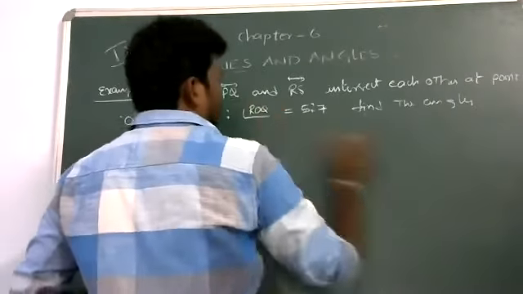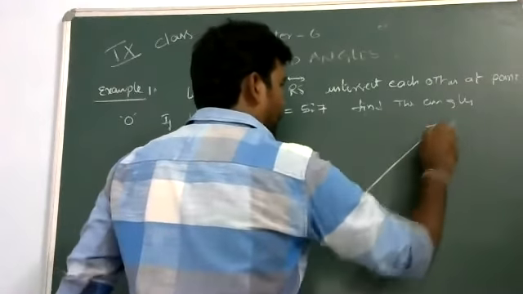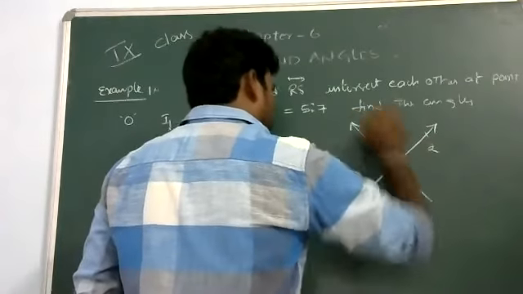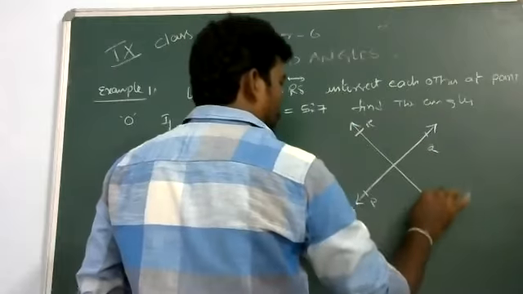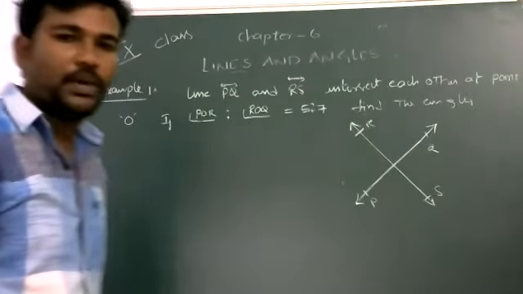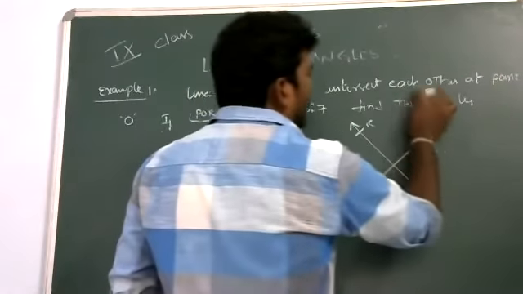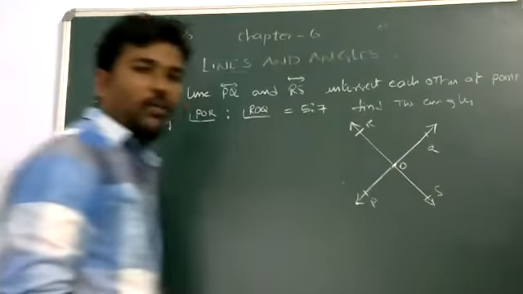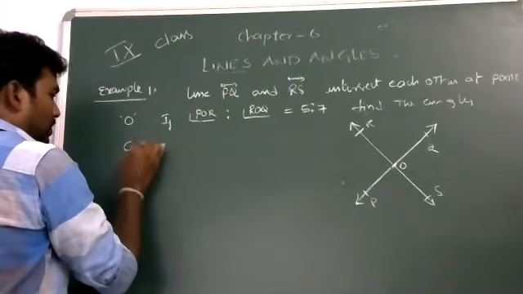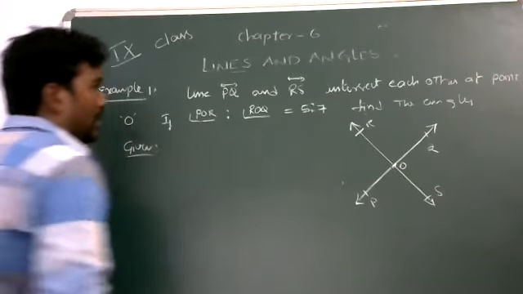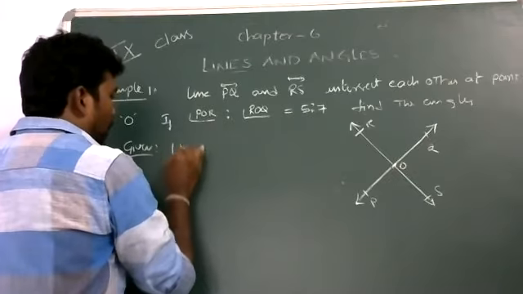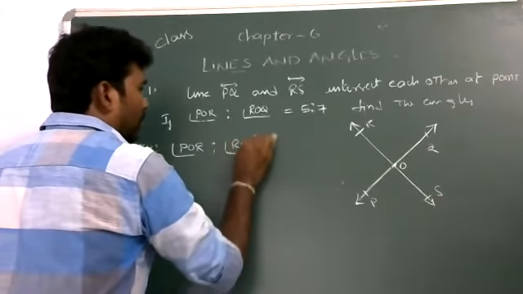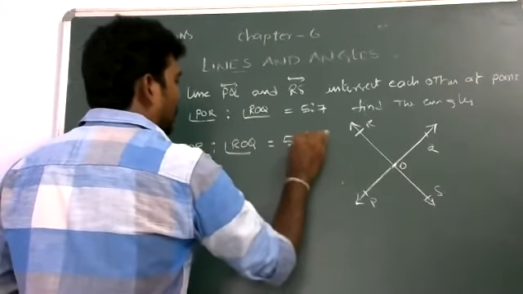So if two lines are, here you can assume this one is PQ and one more line is there. This one is RS. Line PQ and RS. These two are intersecting each other at point O. Now what are they given? Angle POR to angle ROQ is equal to 5:7.